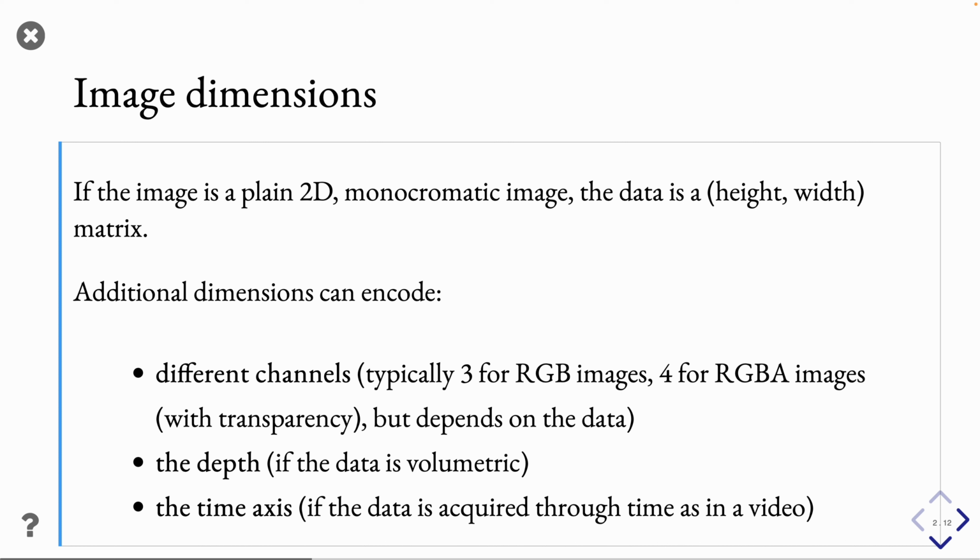Additional dimensions can also encode the spatial depth. For example, if our data was volumetric, in that case we would need another dimension to represent the depth in space. We'll have a different image at every depth, and we can also have time axes, right? So we can have frames one after the other that correspond to different time points. So if you want to encode, for example, a movie that has colors, in that case, how many dimensions will you need?